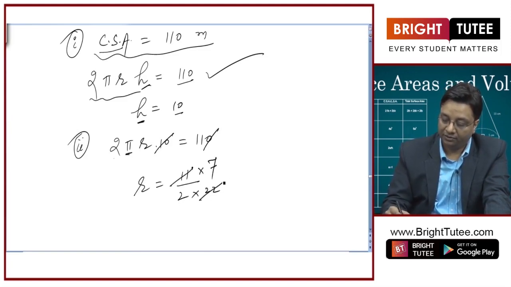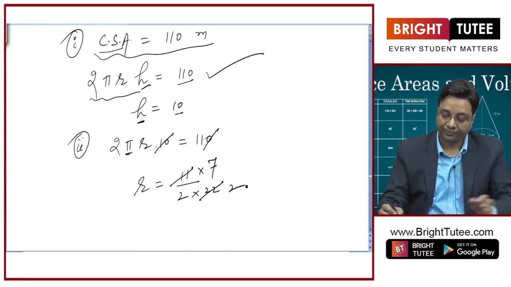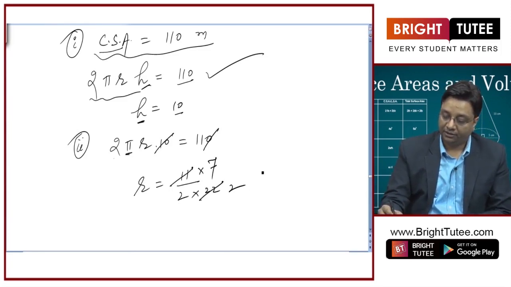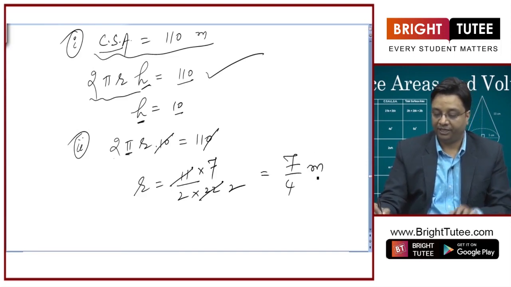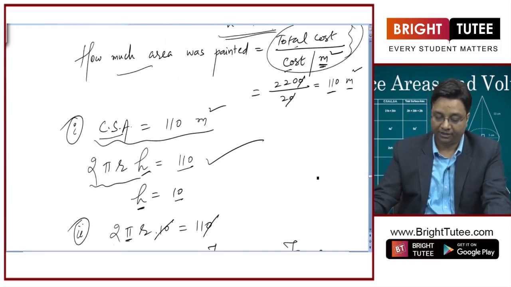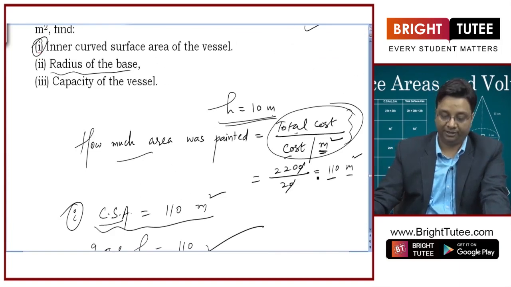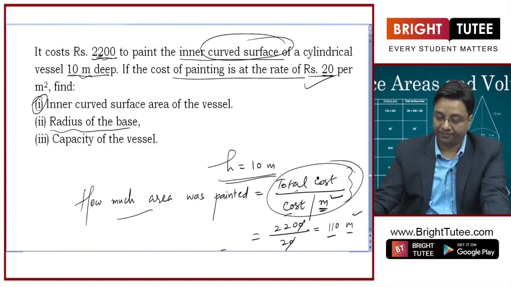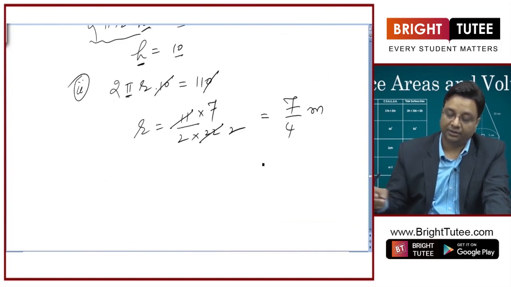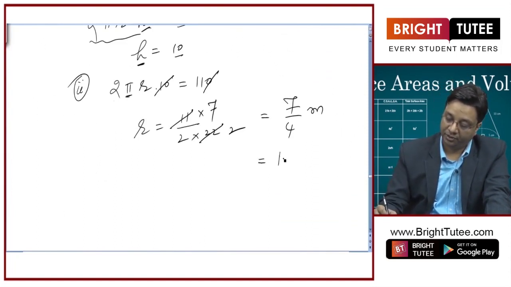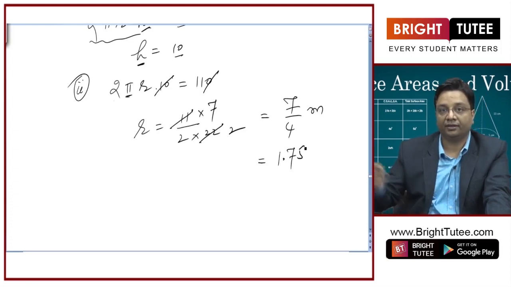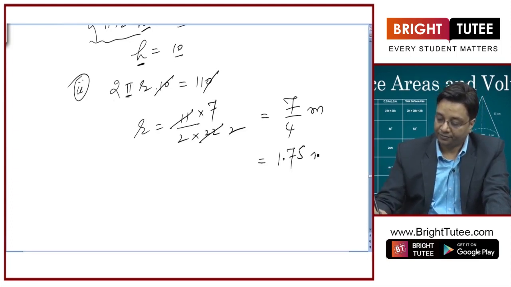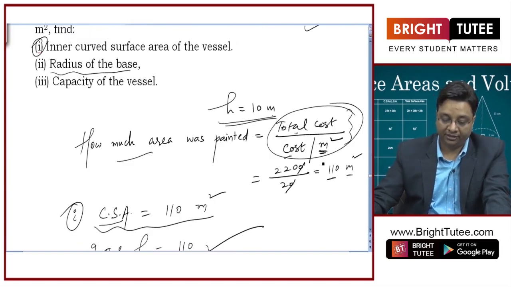Okay. So, this will give you 2. Hence, I can write it as 7 by 4 meter. This is the radius of the base, 7 by 4 meter. If you want to write it in decimal form, you can write it as 1.75. And it is in meters. So, the radius we have obtained.